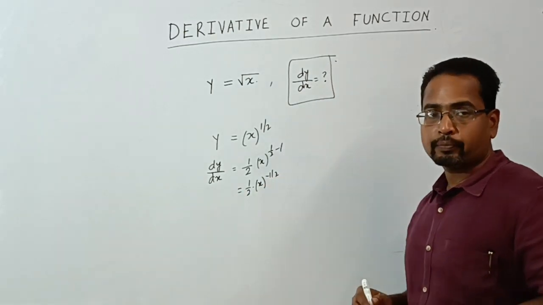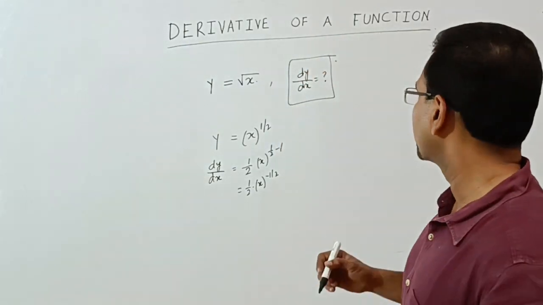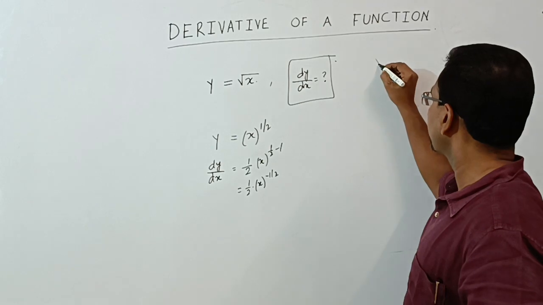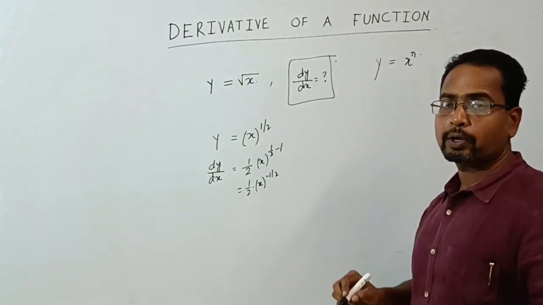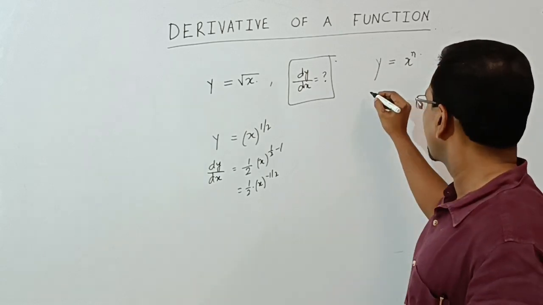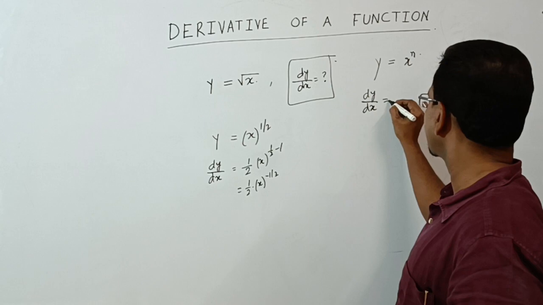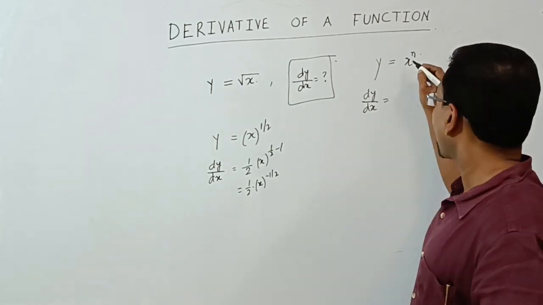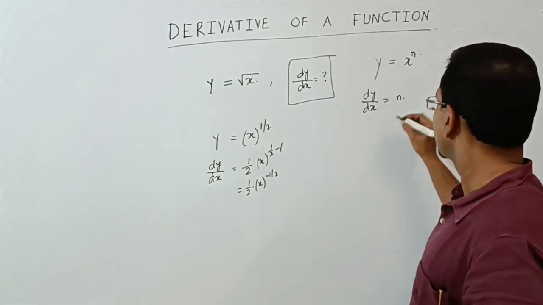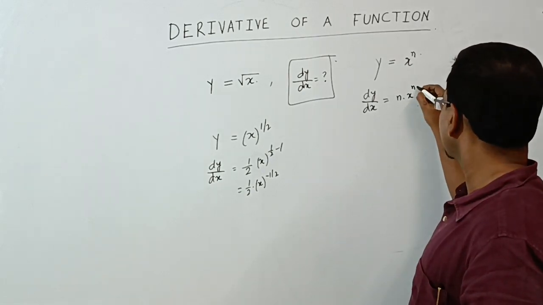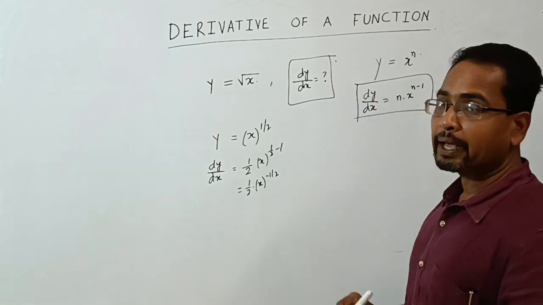So from the three questions which we have done, what can we say in general form? Suppose we have a function y equal to x to the power of n, and we have to differentiate it. What I will get here is dy by dx equal to, the power of x will come first, so n into x to the power of n minus 1. So this is the general form for x to the power of n.